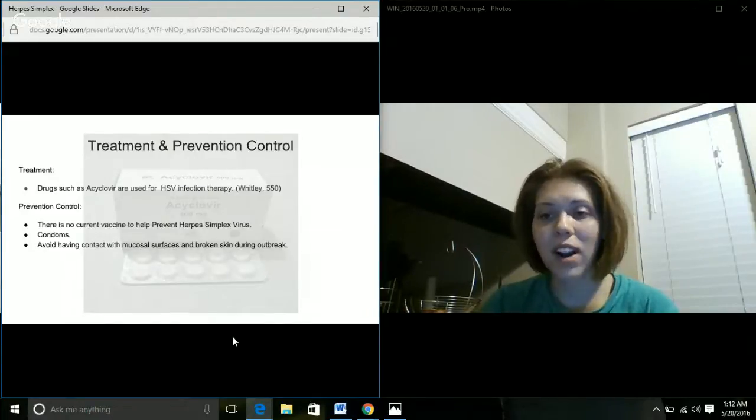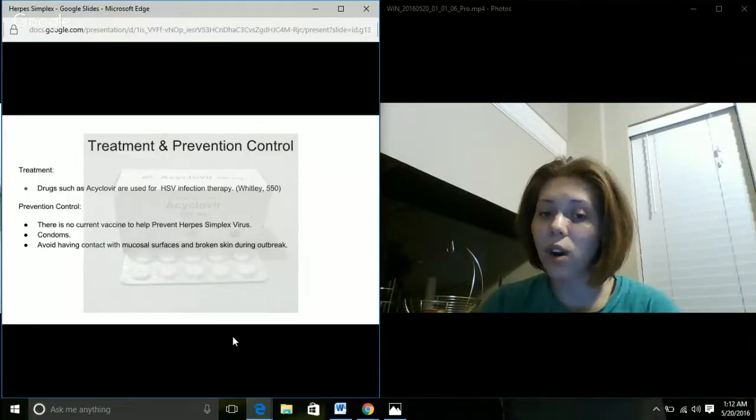Prevention control. There is no current vaccine to help prevent herpes simplex virus. However, there are ways to help prevent the spread of HSV. When talking about HSV2, condoms are heavily pushed to be used as prevention. And then another way to help prevent the spread of herpes simplex virus 1 and 2 is to try to avoid having contact with mucosal surfaces and open abrasions and or broken skin when having an outbreak to avoid transmission to another.